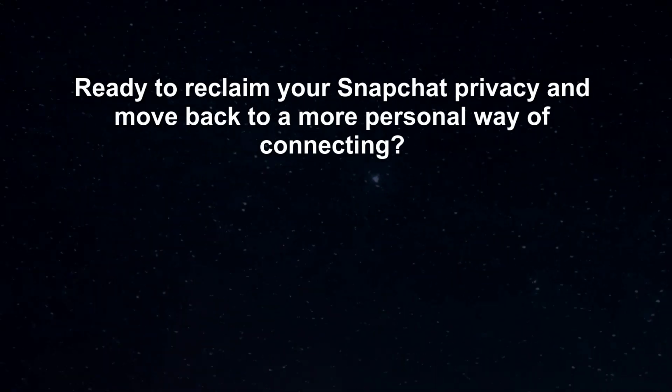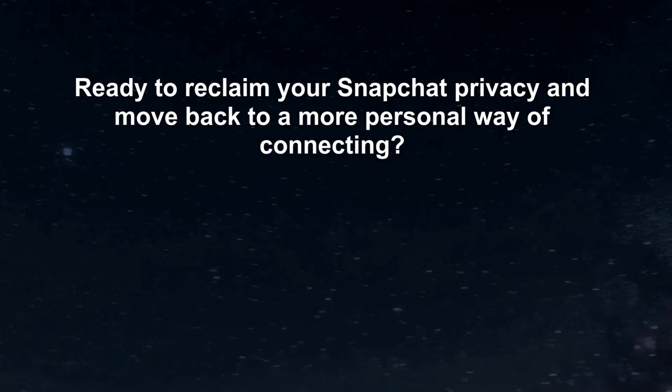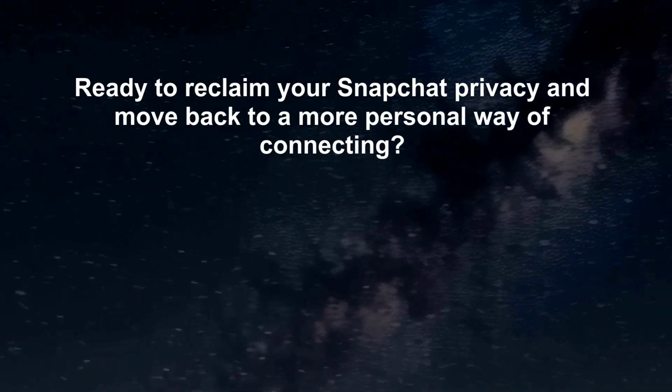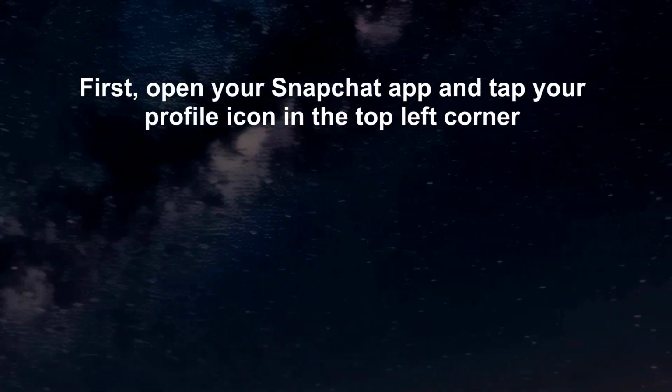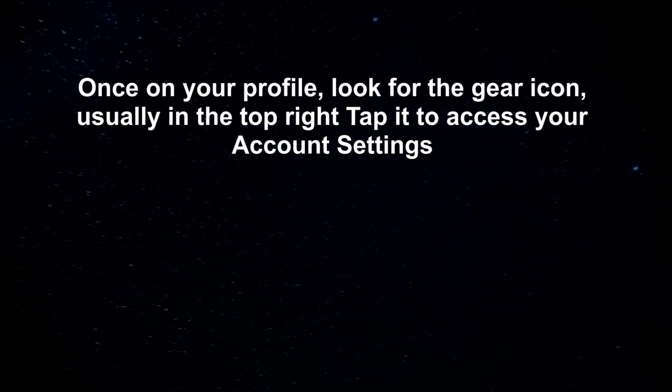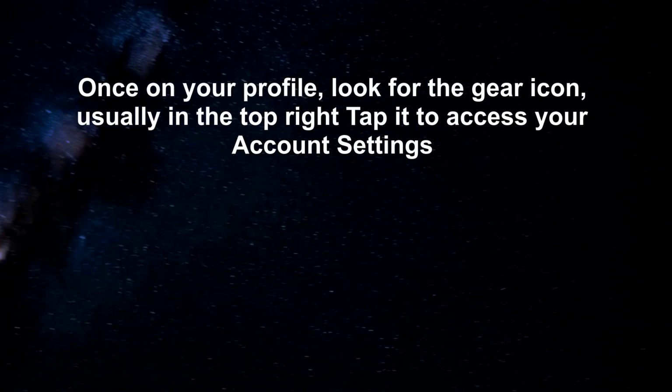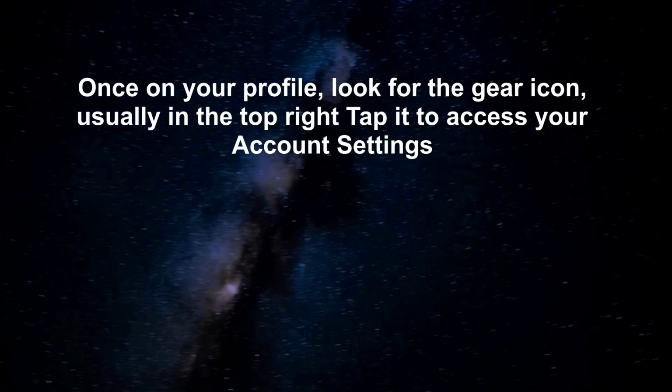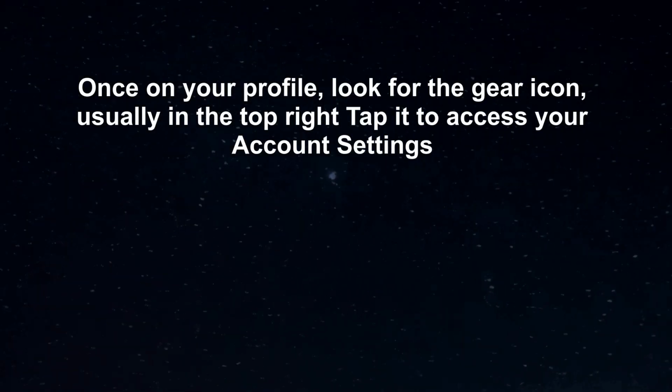Ready to reclaim your Snapchat privacy and move back to a more personal way of connecting? First, open your Snapchat app and tap your profile icon in the top left corner. Once on your profile, look for the gear icon, usually in the top right, tap it to access your account settings.